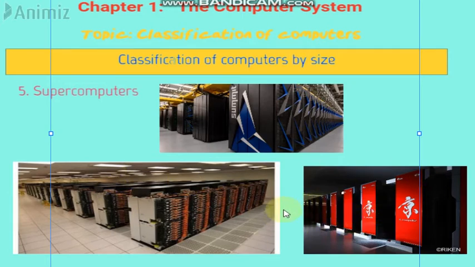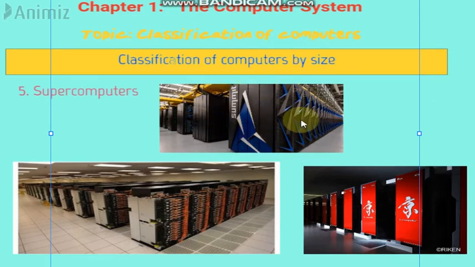So these are the five types of computers that we have read about: minicomputer, microcomputer, mainframe computer, and supercomputers. So today we have read about the classification of computers by size, and in the next lecture we are going to study about classification of computers by their hardware.